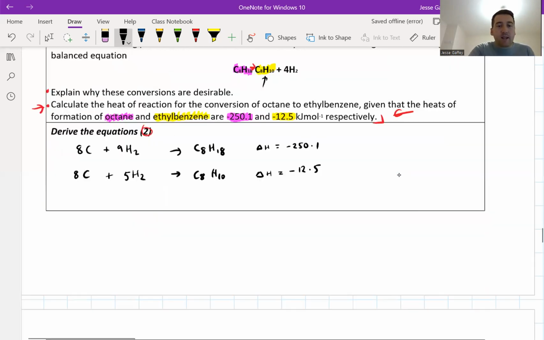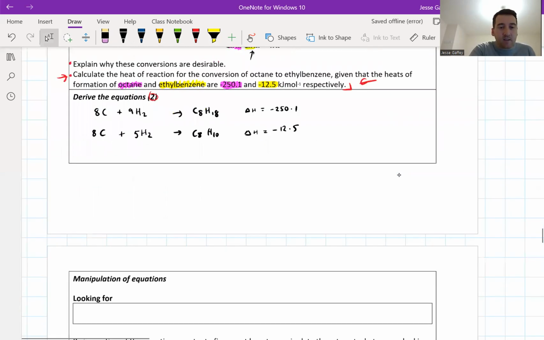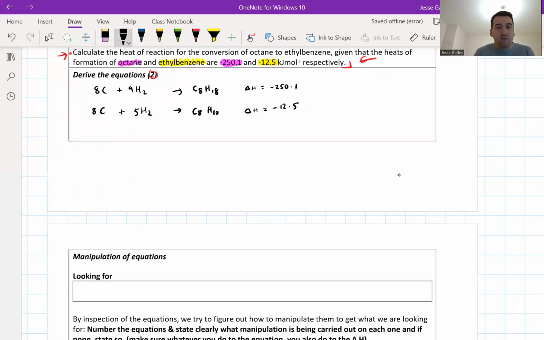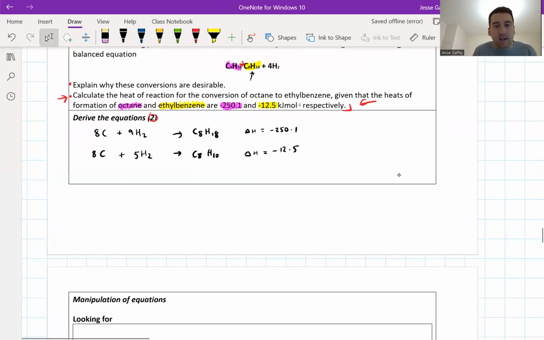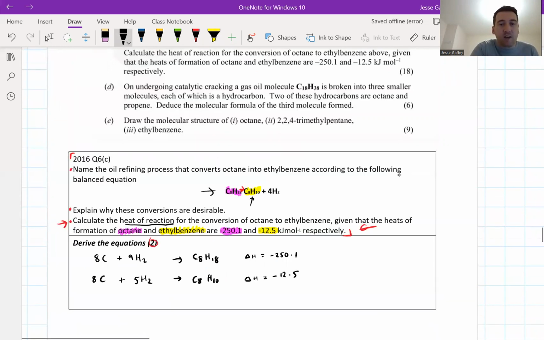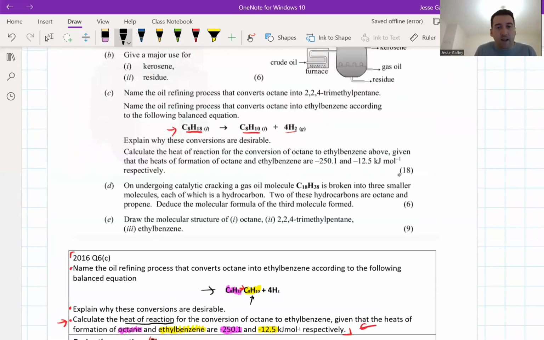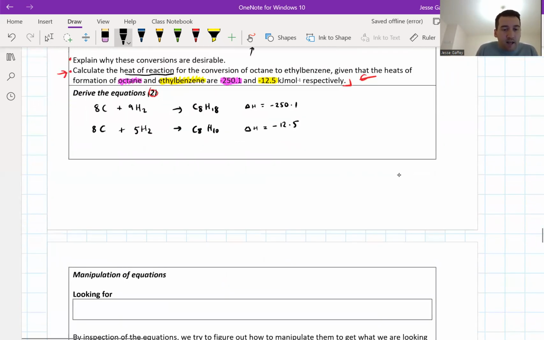Right, the next thing then is, what are we looking for? Well, if we go back up here and read, it says, calculate the heat of reaction for the above conversion. So it's given us the reaction. Is it this one up here, or more specifically, this is probably better here. So I'm going to ask you to pause the video, write this down underneath where you've derived your two equations, and put a box around it. Do that now, please.